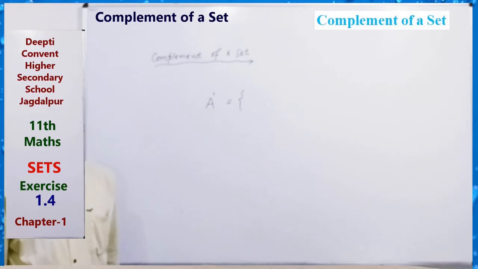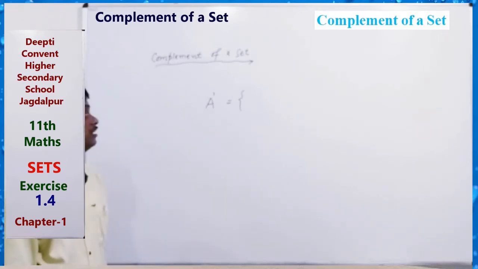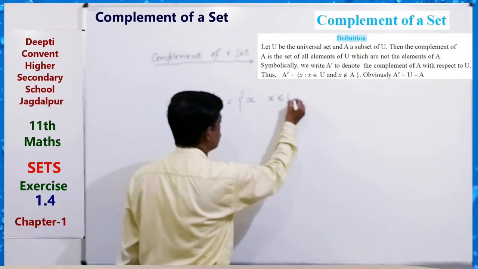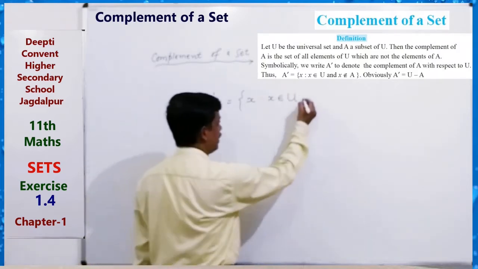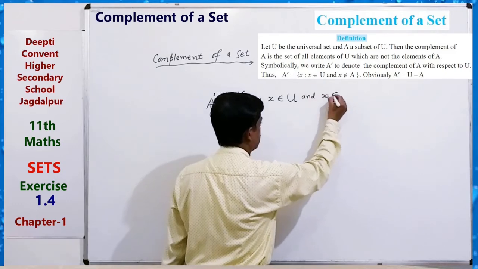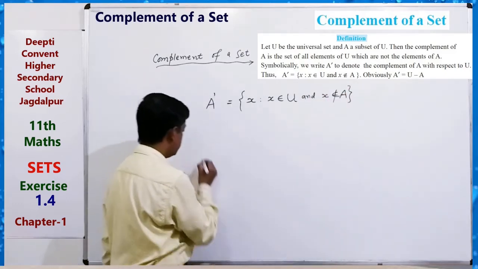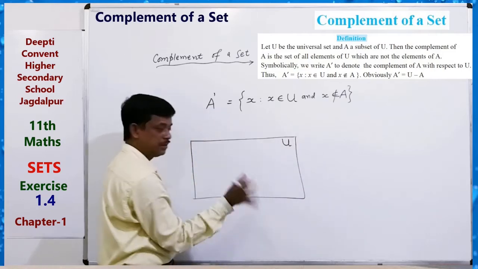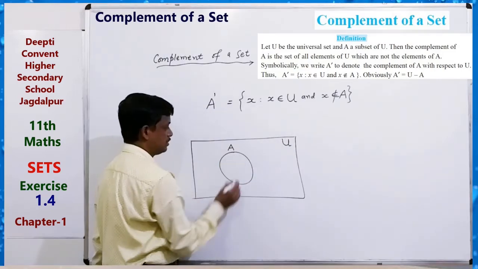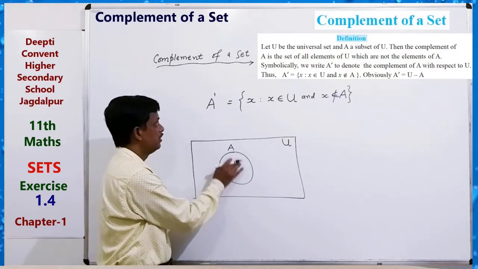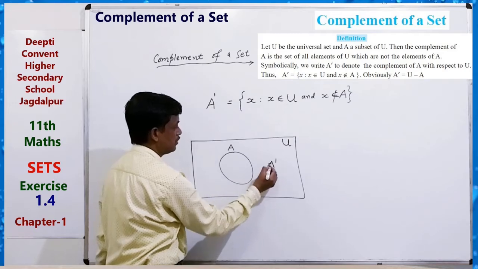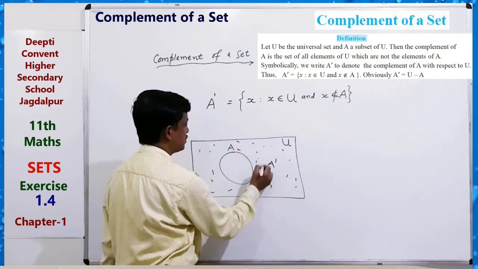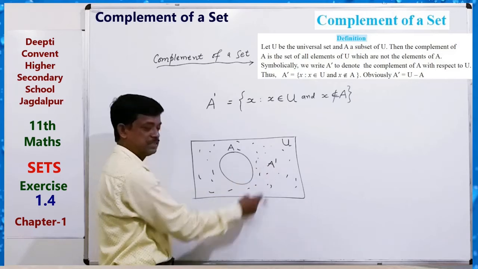A complement is all the elements of the universal set that are not contained in A, that is X such that X belongs to the universal set and X does not belong to A. For diagrammatic representation, suppose this is the universal set and this circle represents A. A dash is this portion, the portion of the universal set which does not contain the elements of A.